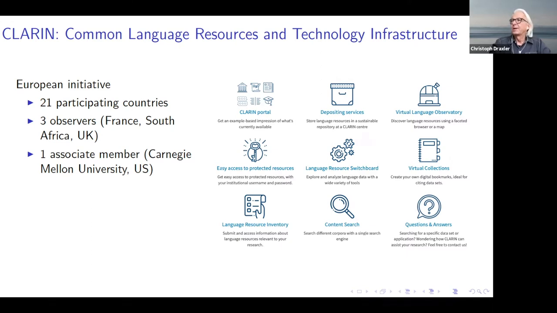Clarin has a so-called Virtual Language Observatory. Many of you probably use Google to find specific data on the internet, but Google does not discriminate. So if you're looking for a particular speech recording, Google will give you everything with the search string in its name or in its title. The Virtual Language Observatory is much more precise. It's a tool designed to look for data in the different Clarin repositories that are available. So you have some faceted search. You can restrict your search to spoken language, to German or Italian, and containing this and this kind of items. So it's a much more precise search than Google.